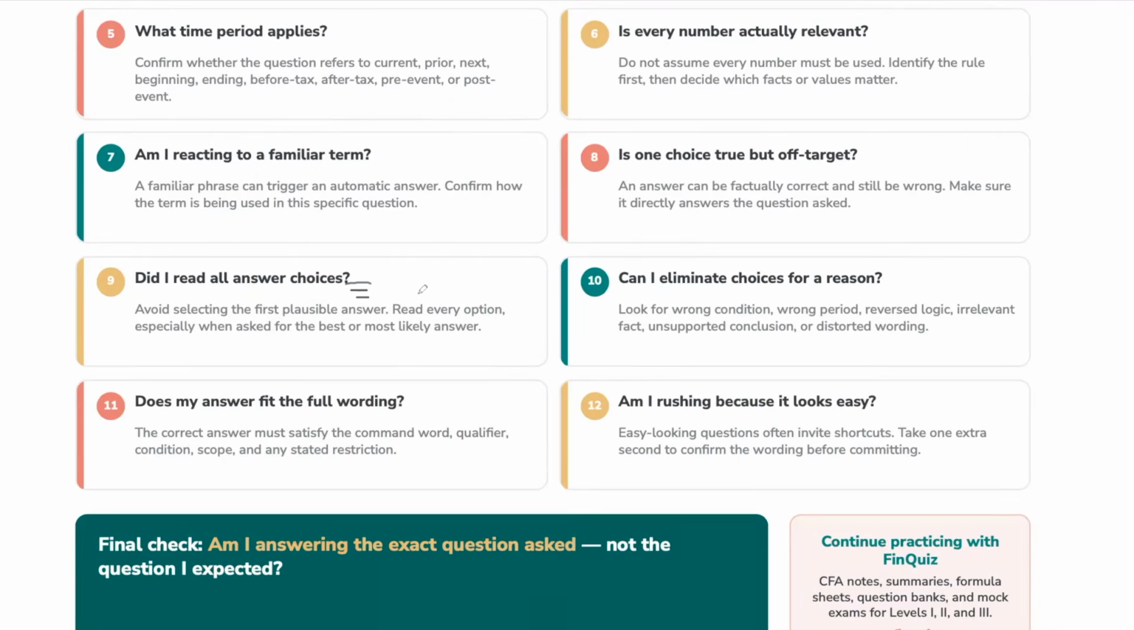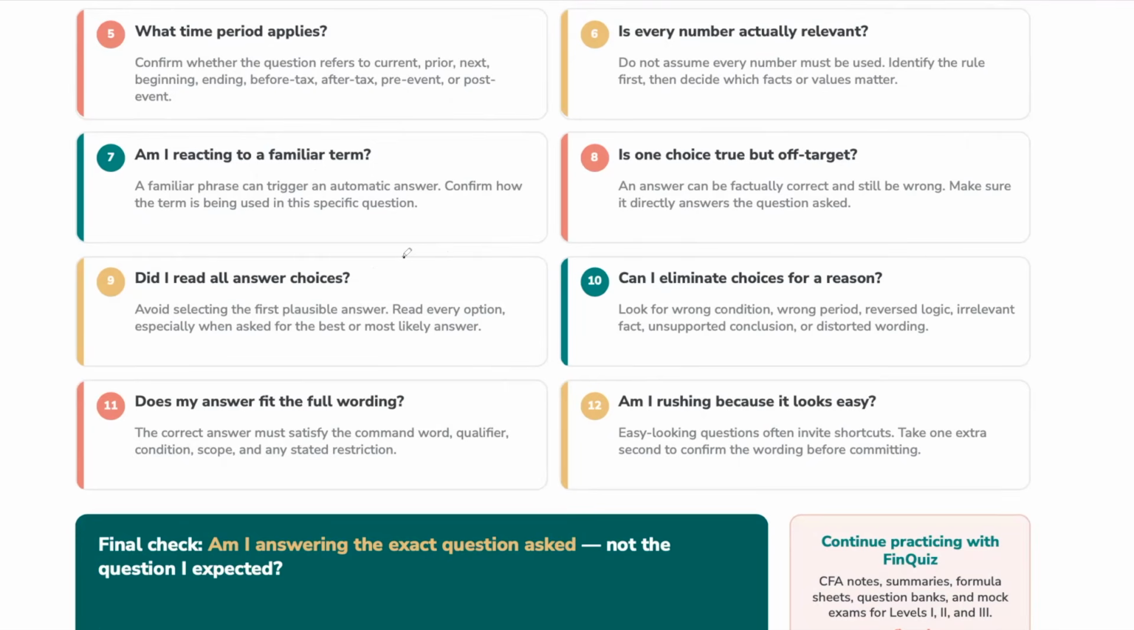So read all 3 choices. You do not have to spend forever, but give each option a fair look. For example, a question says, which action would most likely improve a company's current ratio? A, paying off accounts payable with cash. B, issuing long-term debt for cash. C, purchasing inventory with cash.